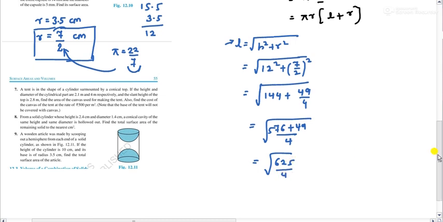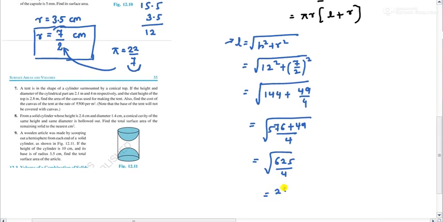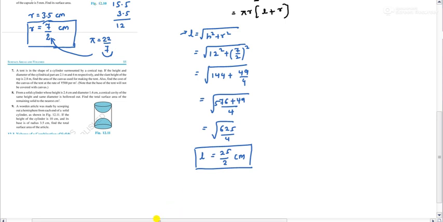So what is root 625? It is 25. And what about root 4? It is 2. So this is L. Again keep it in fraction itself. Don't change it to decimal. So we got the value of L. Have you guys understood? Now we have all the data.